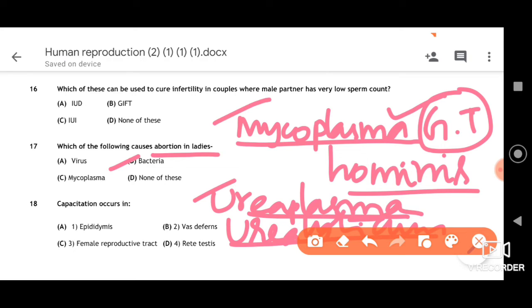Let me tell you that when Mycoplasma and Ureaplasma urealyticum start to infect the female reproductive tract, they infect the endometrium, my dear friends, that is the inner layer of the uterus. And when the endometrium is affected, the uterus is unable to support embryo development. That's how it is, my dear friends. So you have to go for option B here.